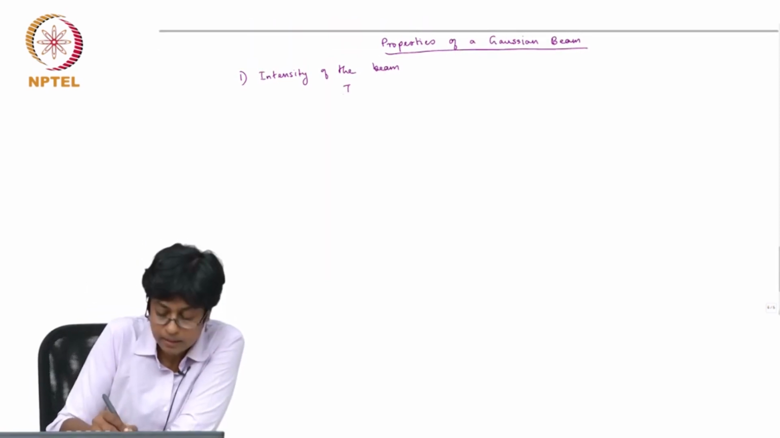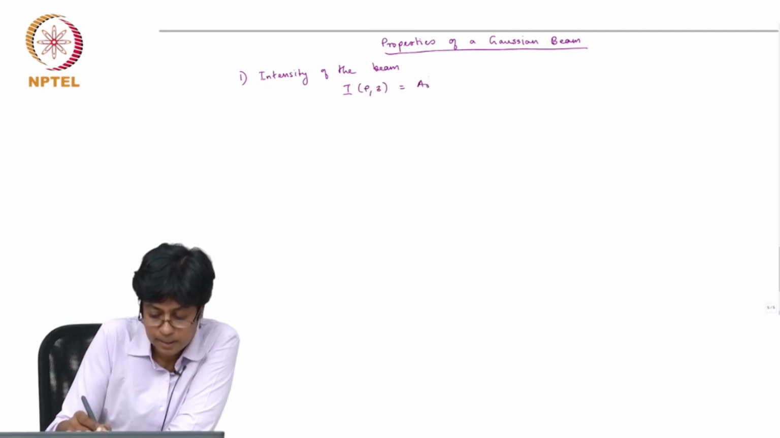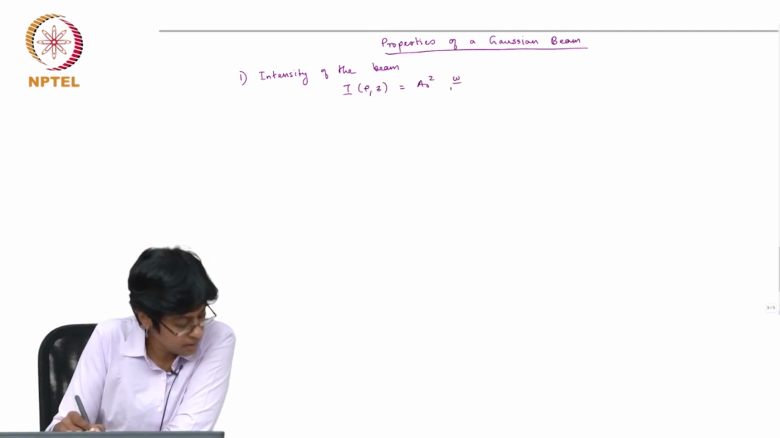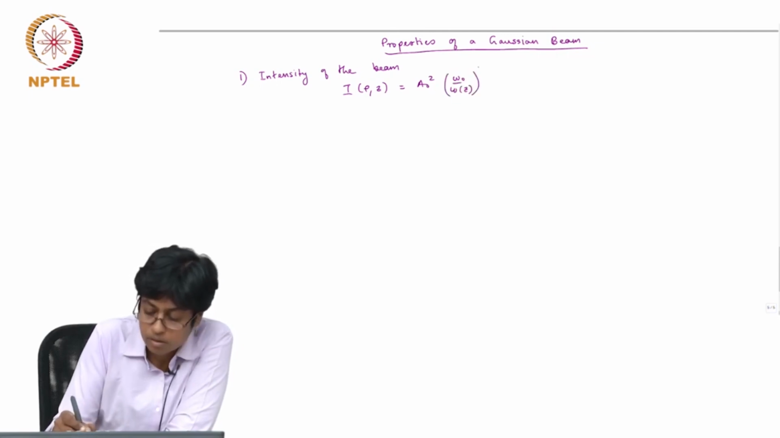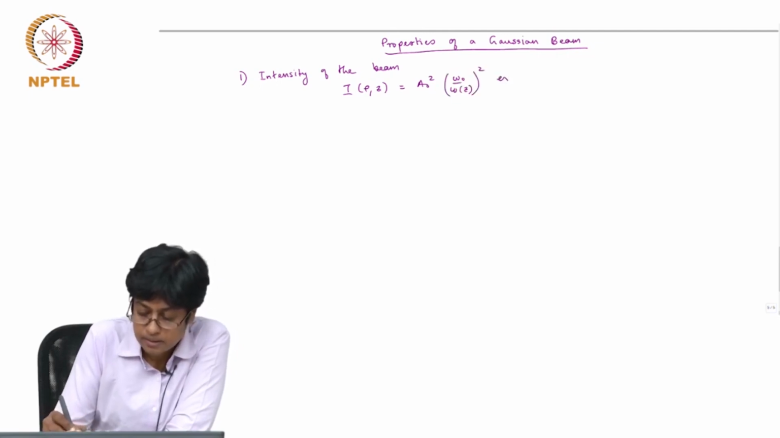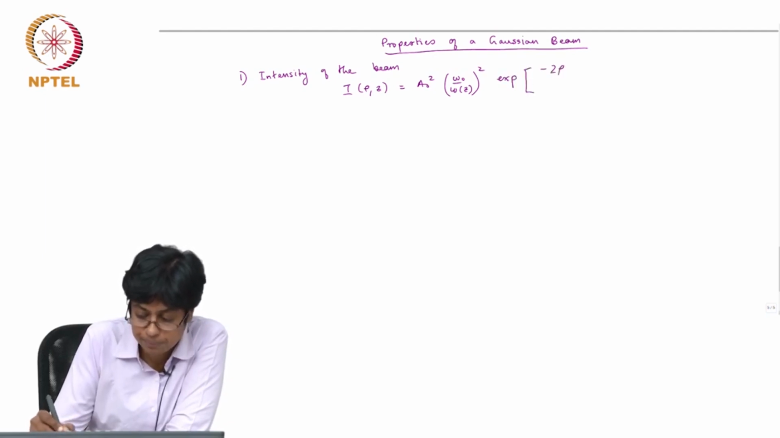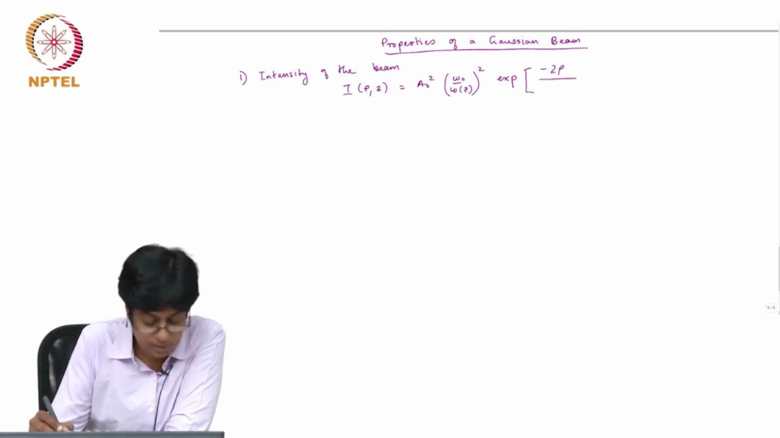So I'll say I, which is of course a function of rho and Z, is A naught squared, omega naught by omega of Z, the whole squared. And this exponential, it's not a complex exponential, that's why it doesn't disappear. But when you square it, you will have that 2.